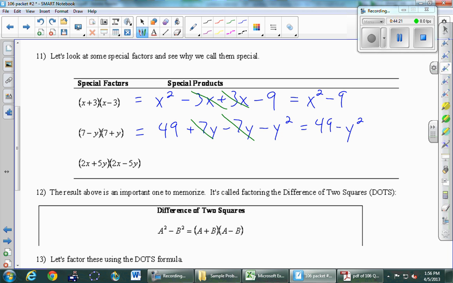And we'll try one more for good measure. 2x plus 5y, 2x minus 5y. So exactly the same, but different signs.